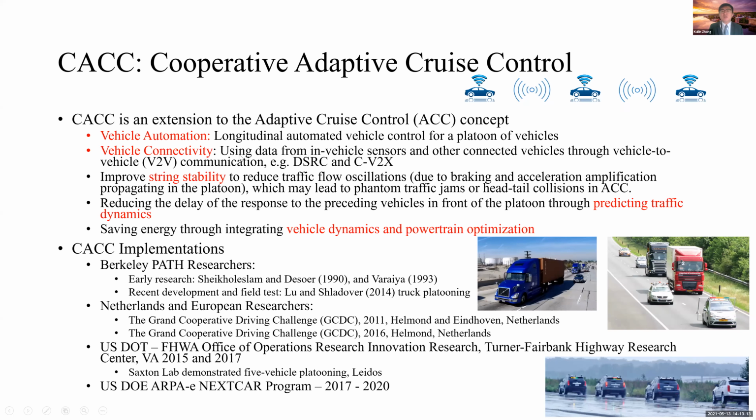It uses communication, vehicle-to-vehicle communication, for example, DSRC or cellular V2X devices. The whole idea of CACC is to improve string stability, especially under traffic flow acceleration, where there is traffic uncertainty. Eventually, you might get a traffic jam or collision if you just consider one vehicle. So you want to improve stability, and if you have data from the preceding vehicles, you can predict the traffic dynamics and further reduce this uncertainty and make driving robust together. And if you consider engine and vehicle dynamics, you can save energy.